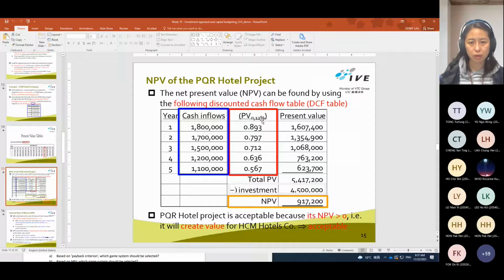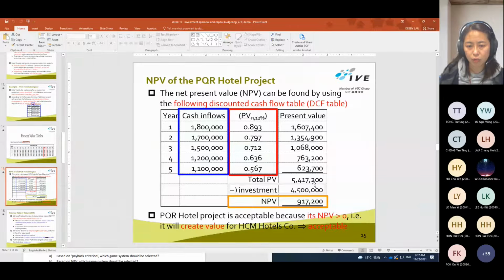For NPV, you have to apply the discount rate provided by the questions. So you have to convert the cash inflow to the present value. This is the PV discount factor from the PV tables, and you have to multiply the cash inflow each year and find out the present value.